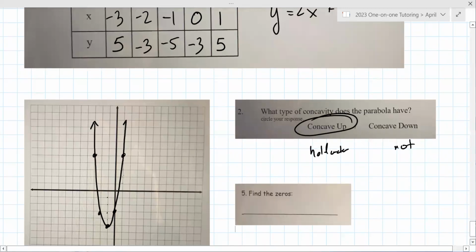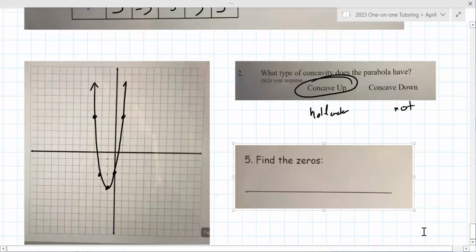All right, really quickly here, let's do the last one. If you have to use the graph, you're basically estimating. It's about -2.5 and it's about 0.5.